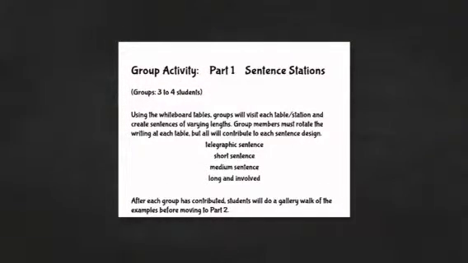The next part of the lesson is the most fun for the kids. It's a group activity. We're doing sentence stations in part 1. The kids are in table groups of about 3 to 4 kids. One of the fortunate things of being at FM9 is that we have whiteboard tables, and basically what I did was I put each group at a table, and they rotated around to the various stations, forming together sentences of varying lengths.